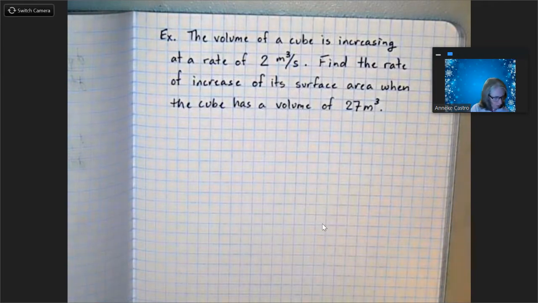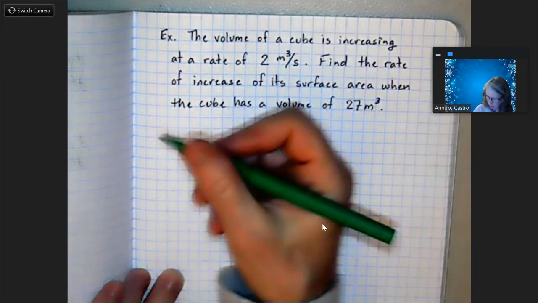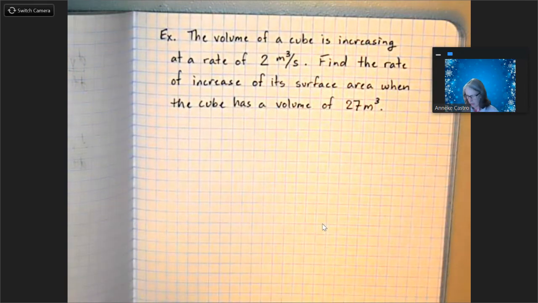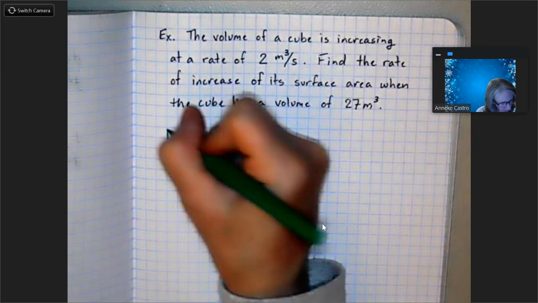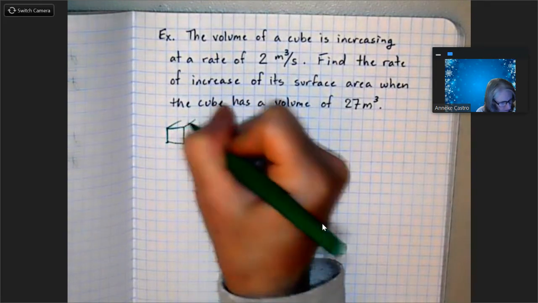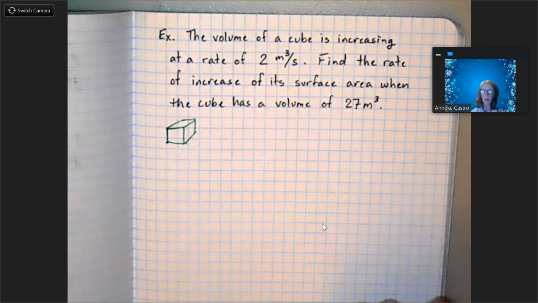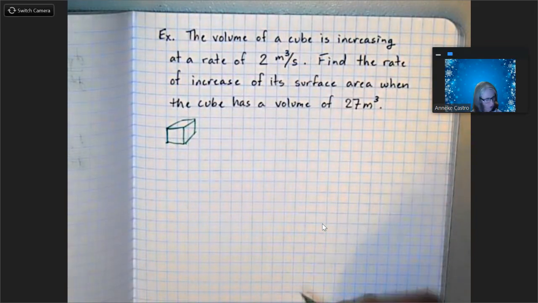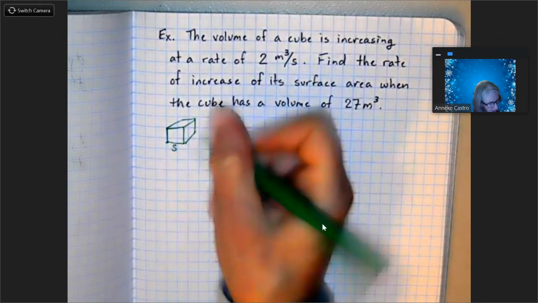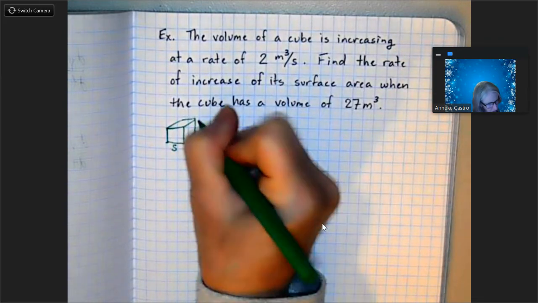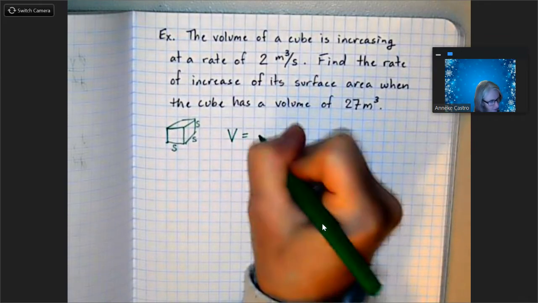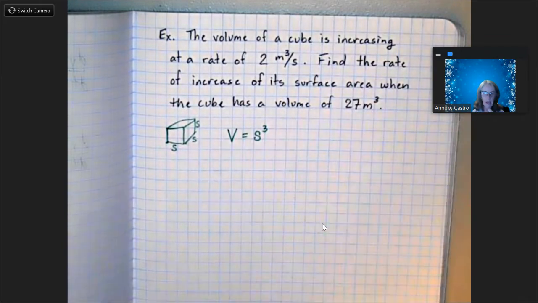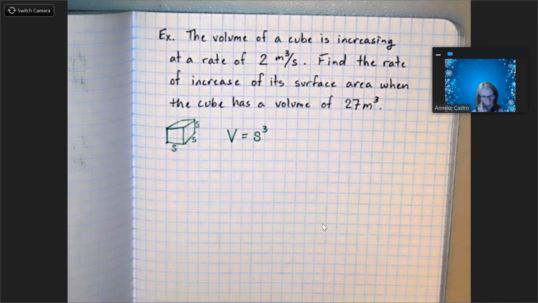So volume of a cube. Let me get my notes so that I don't mess up. If we have a cube, let's just go ahead and make sure we all know what we're talking about. Cube. Okay, there's my cube. All three dimensions are going to be the same, and I'm going to go ahead and call those S, so the side. All three of them are the same, so my volume is equal to S cubed. S cubed is going to be my volume.